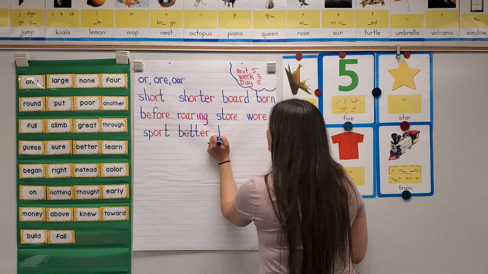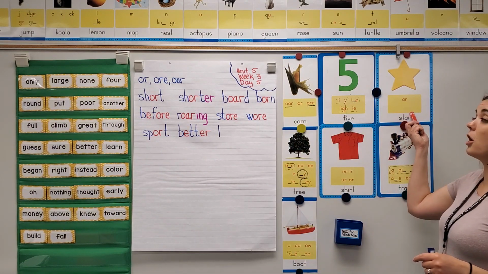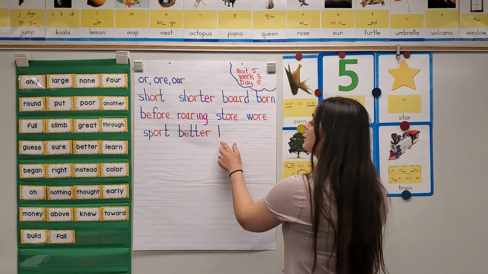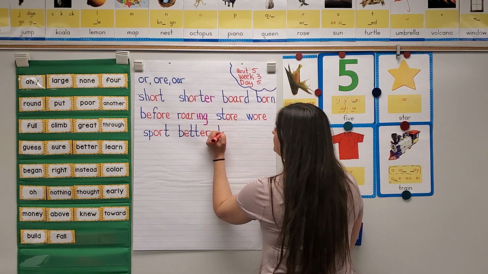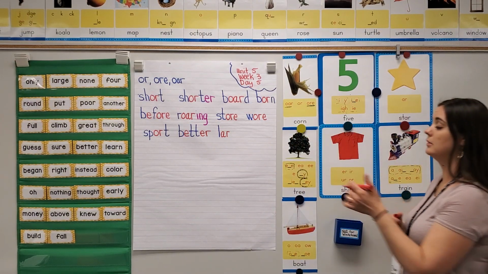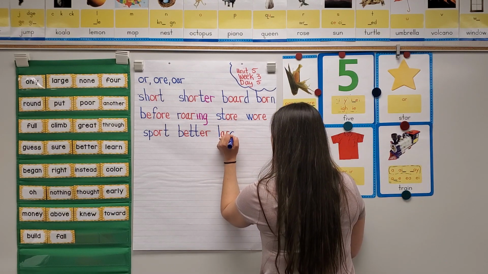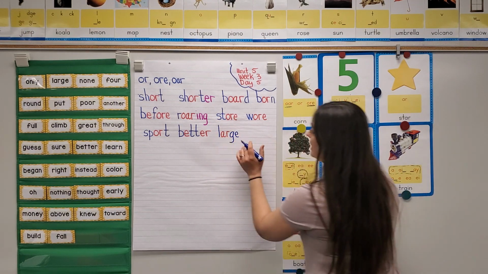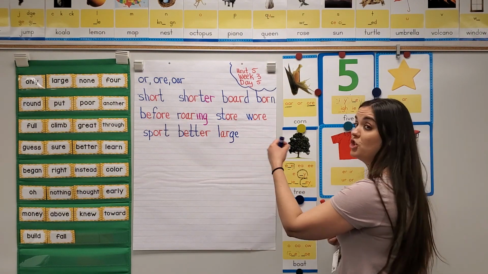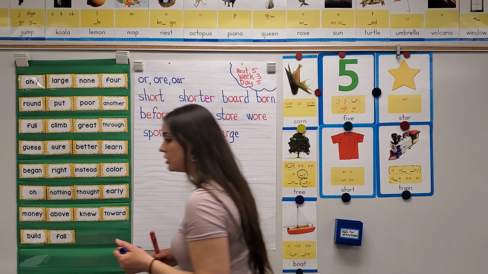Large. Another high frequency word that we can sound out because we've got that R sound, that long R, if you will, that we learned a few weeks ago. So L says ul, A-R, R, ul, R. G-E, remember that's the soft G, which can say the J sound. Ul, arge, large. Good job.